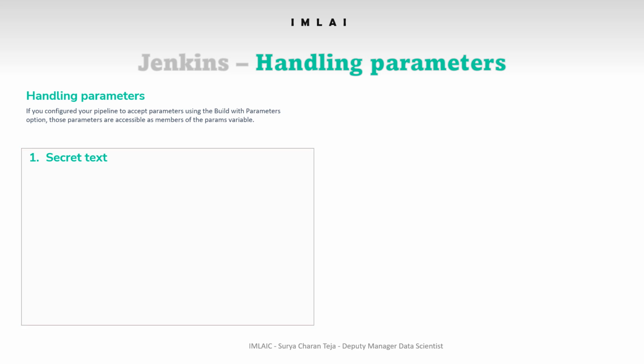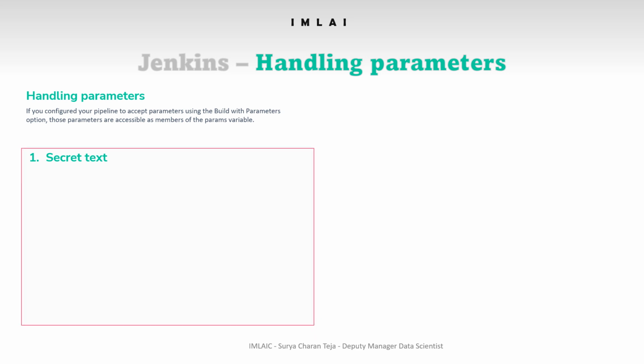Again, we have done it in our previous session, but that time it was not using a pipeline, it was using a freestyle job. We used the parameterized job, but that time it was freestyle. Now we're going to build a parameterized pipeline. Configuring parameters with the scripted pipeline is done with the property steps.